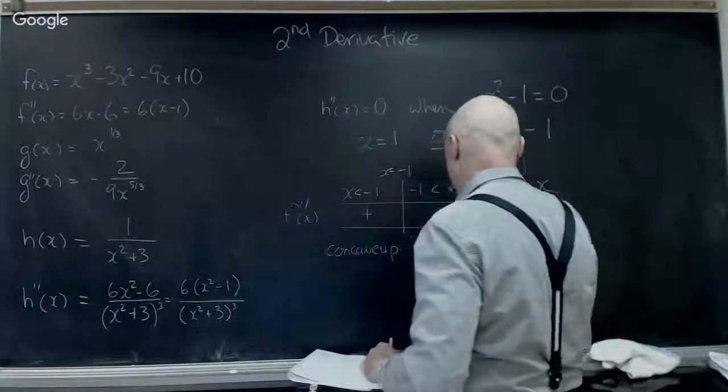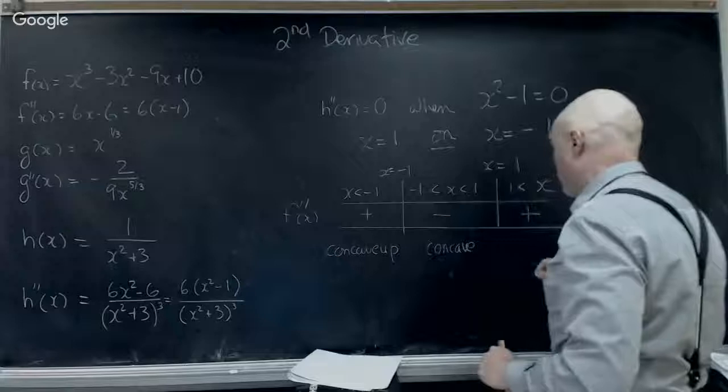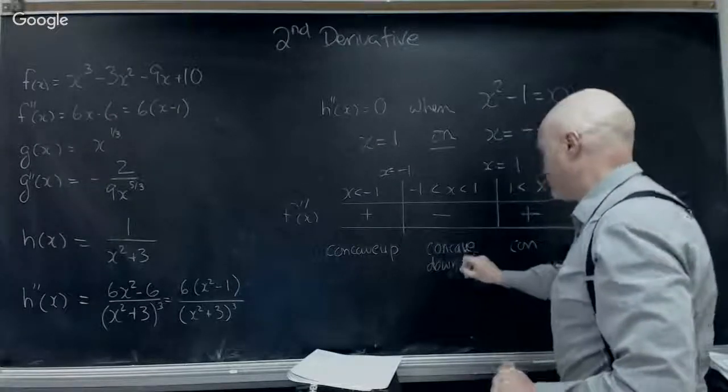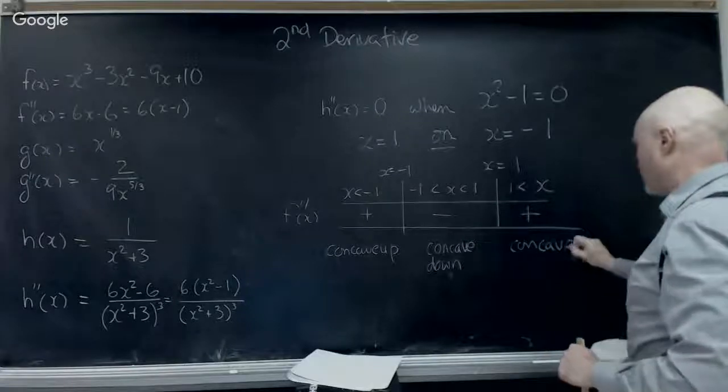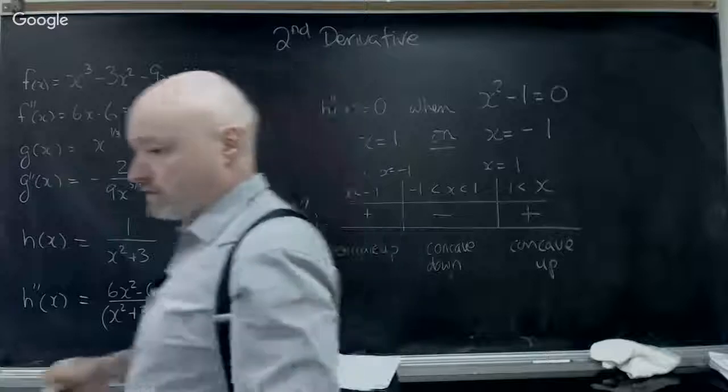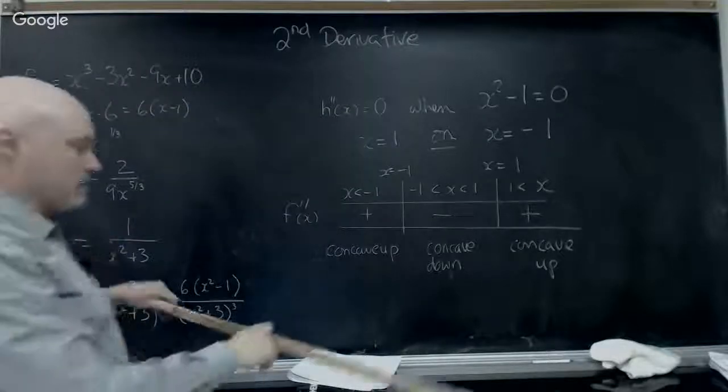And so it's concave up, concave down in this area between -1 and 1, and it's concave up. I guess I should write that down just to be thorough. Concave up. And so there we go. We've used the second derivative, and we can tell what's going on with this function.